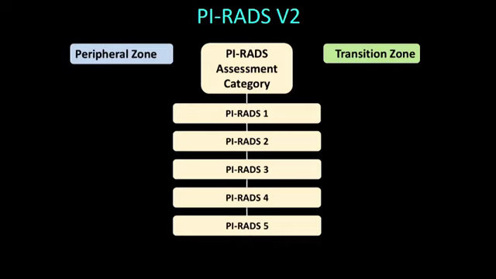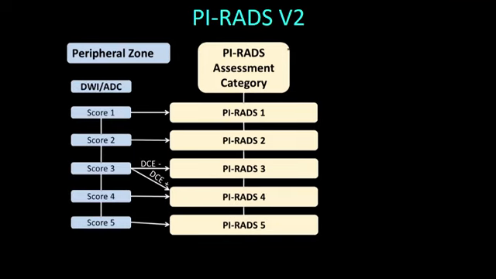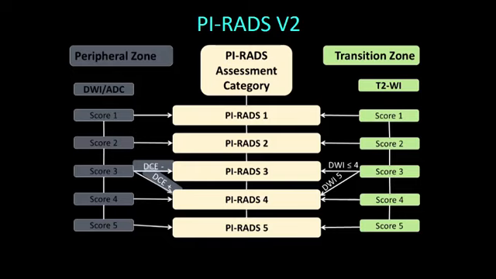So now how are these categories assessed? Again, real estate, right? Location, location, location. In the peripheral zone, diffusion rules; in the transition zone, T2 rules. And so we have a score of 1 to 5. If it's a score of 3 in the peripheral zone, which is the intermediate category where I don't know, and the DCE is positive, it can be upgraded to a 4.